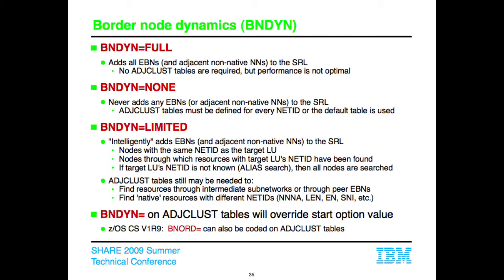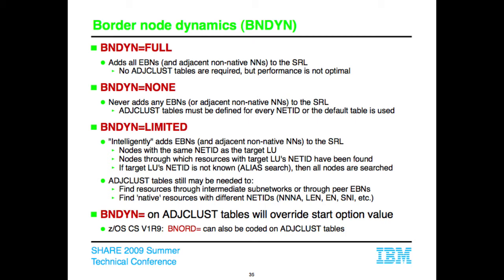BN equals limited means we want to do intelligent searching. What that means from your perspective would be, if I'm looking for a net A resource, then I'm going to search every border node that I know about who has a net A network qualification. If I'm looking for a net B resource, I'm only going to search the net B border nodes. So that way, if we're looking for a net B resource, it makes sense that we should only search through the guys that have the same net ID as the target LU name. Unfortunately, that does not really hit all of the different cases. Sometimes you still have to code adjacent cluster tables for some weird conditions.